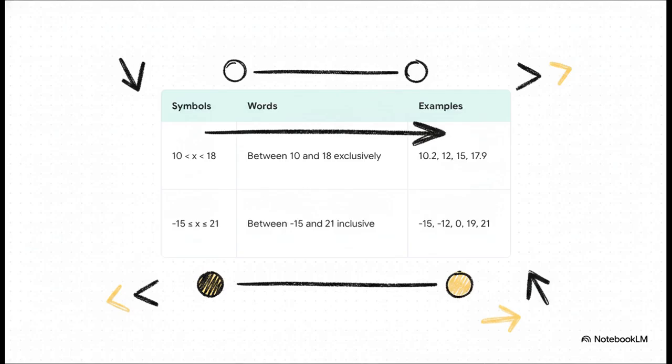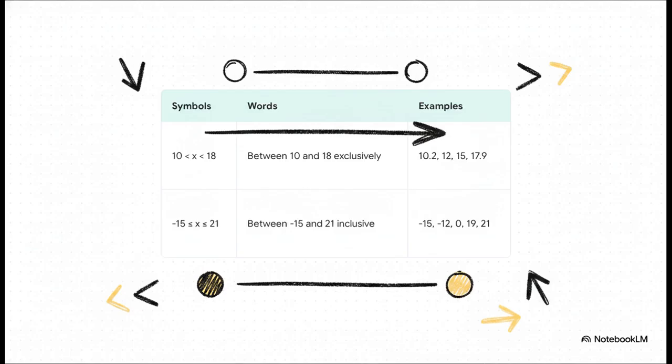Reading from X to the left, we hit the wide opening, so X is greater than 10. Reading from X to the right, we hit the point, so X is less than 18. Put it all together in plain English, and you get "all the numbers between 10 and 18 exclusively," meaning 10 and 18 aren't invited to the party. But any number between them, like 12 or 17.9, totally is.